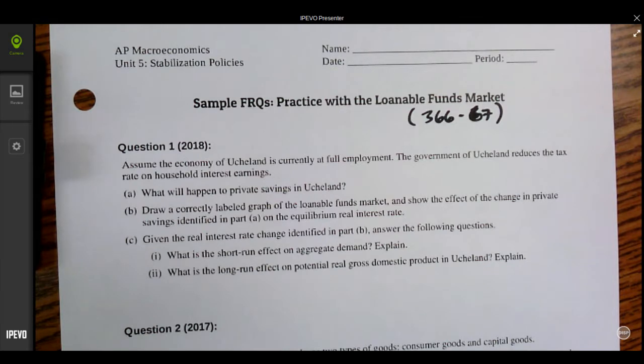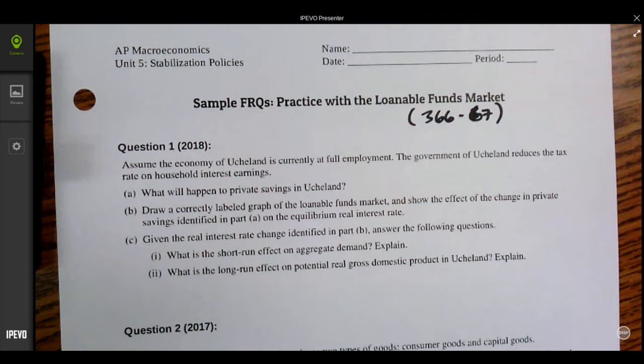All right, so I'm going to do my best with this question. I feel like it's a little ambiguous how to pronounce this fictional country, so I'm going to go with Ucheland, if that's okay with everybody. Assume that the economy of Ucheland is currently at full employment. The government of Ucheland reduces the tax rate on household interest earnings.